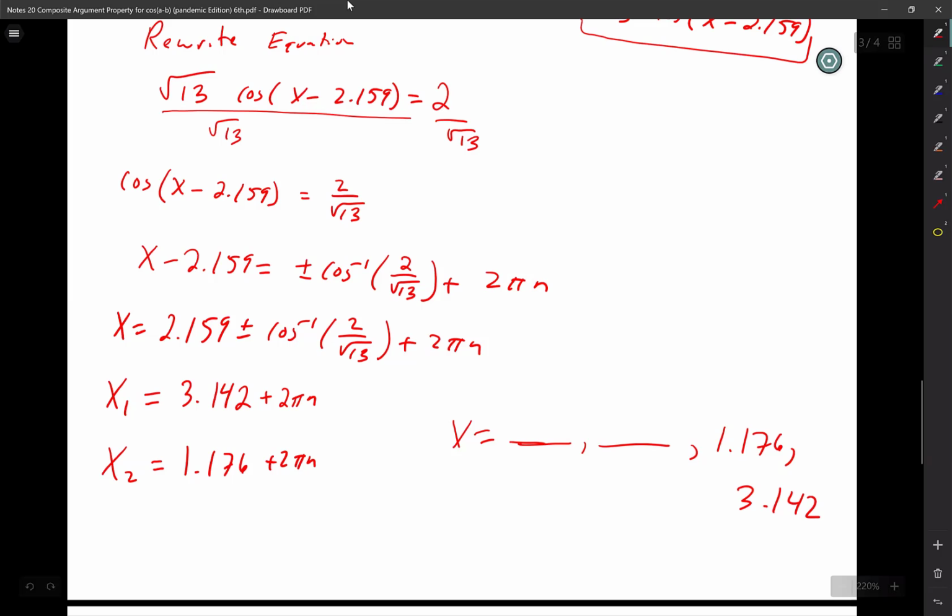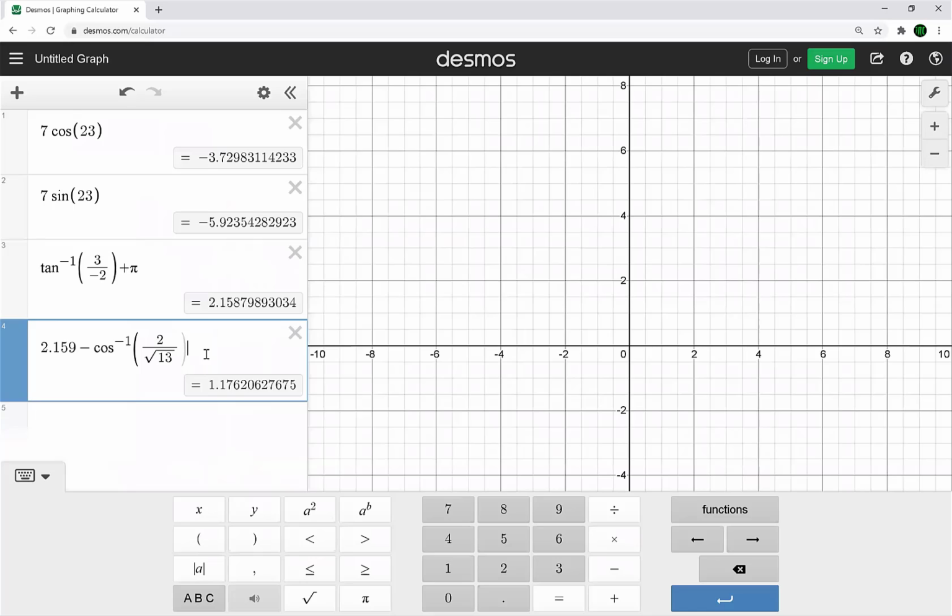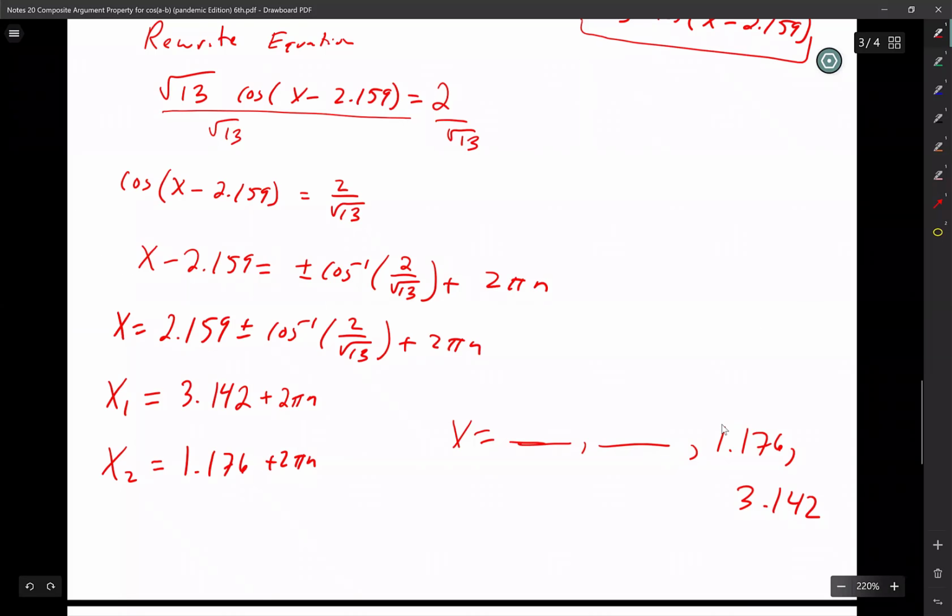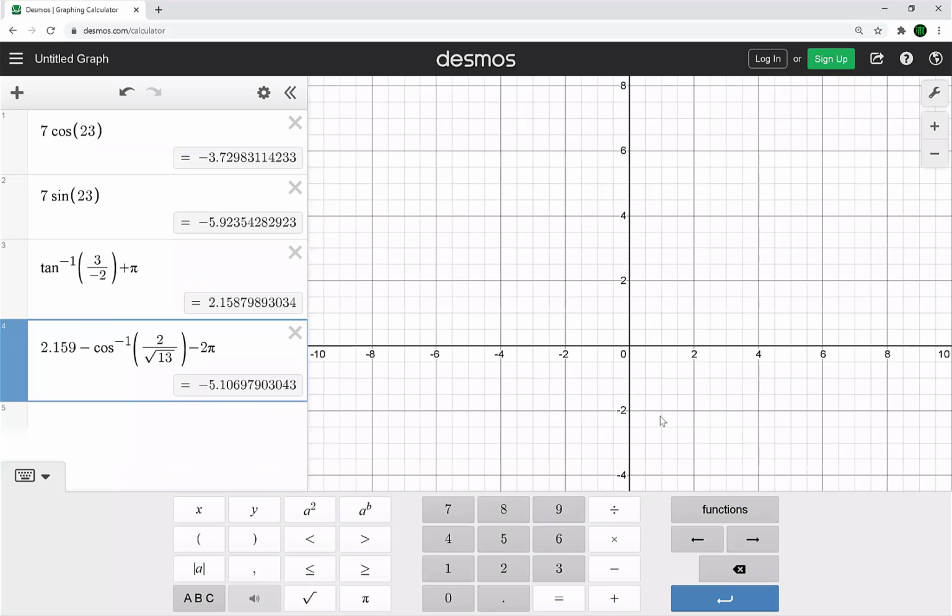So I'm going to go back to my Desmos, and I already have it here, guys. So I'm just going to go minus 2 pi. So one answer is negative 5.107. That's going to be this one. Negative 5.107. I hope I wrote it right. And then the other answer is going to be negative 3.14 because we're subtracting 2 pi from it.